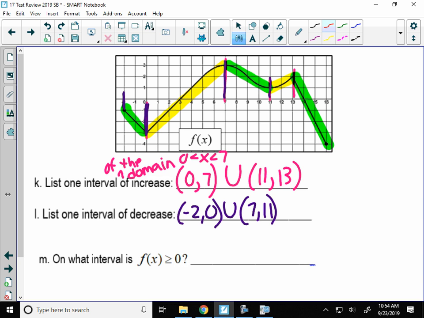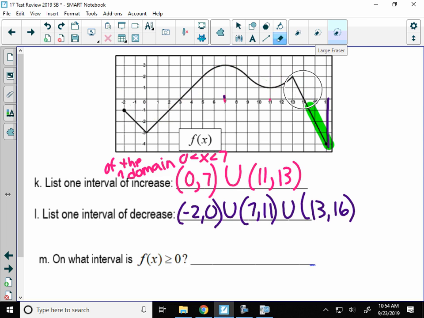And then finally from 13 to the last x value here of 16. Right? Remember, interval of the domain. So use the x values from the turning point. Last part here, this one can get kind of tricky. On what interval is f of x greater than or equal to 0?